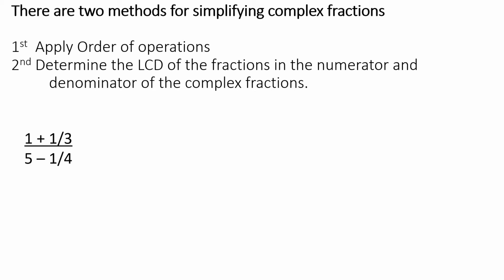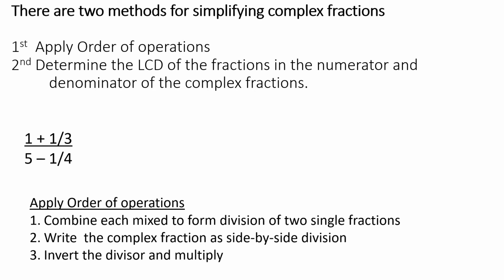So here we have a complex fraction. And here are my steps. I'm going to combine each mixed expression to form a division of two simple fractions. Right now we're just doing the first method, applying the order of operations. This is what I've done here. I've combined each mixed expression to form a division of two single fractions. Notice that here we had 1 plus 1/3. Well, 1 I can write as 3 divided by 3, which is what I've done over here.